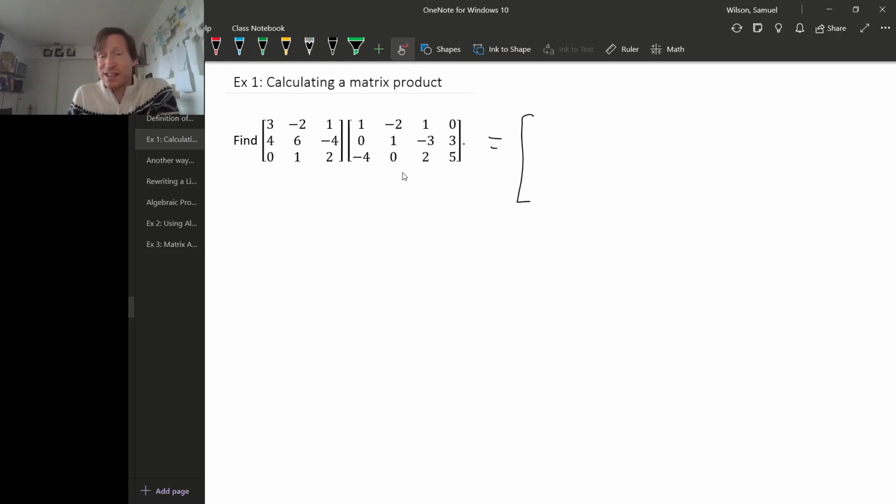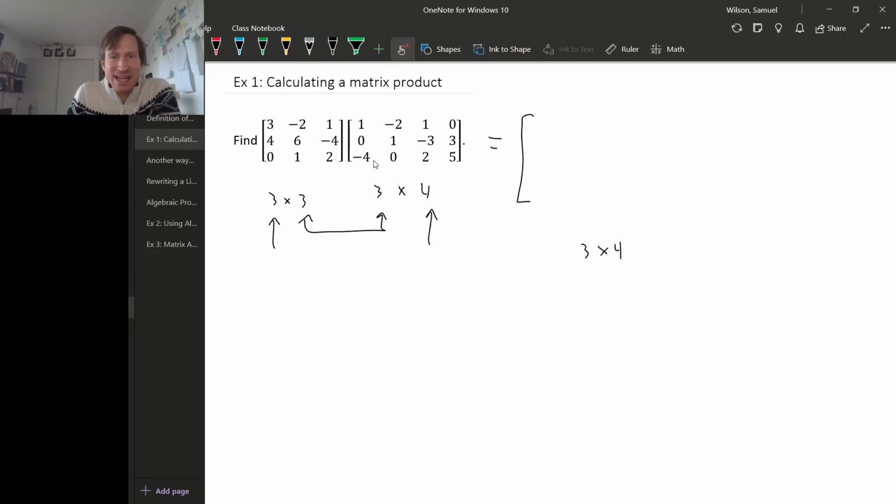So first, let's check that this matrix product is defined. This one is 3 by 3. The second matrix in this product is 3 by 4. And the inside sizes match. So this matrix product is defined. And the resulting size is the outside sizes, so it'll be 3 by 4. So I need enough vertical space to fit in 3 rows.